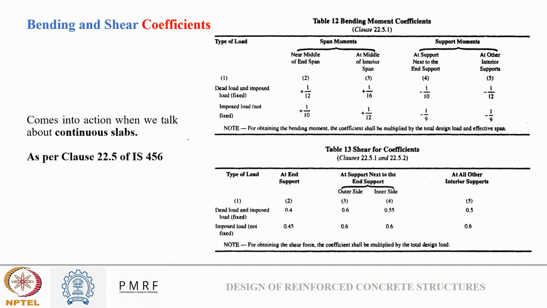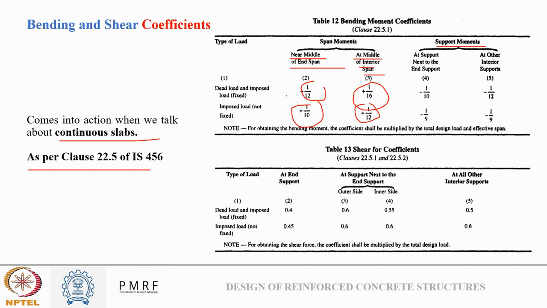Okay, now we have bending and shear coefficients. This will specifically come into play when we are talking about continuous slab. Why? We saw a discussion earlier. Due to continuous loading and intermediate supports, there can be moment near the support also. So as per IS 456, these are the coefficients that we need to consider when we are defining the moments, depending upon the moment near the middle of the end span, or near the interior span, or near the support.